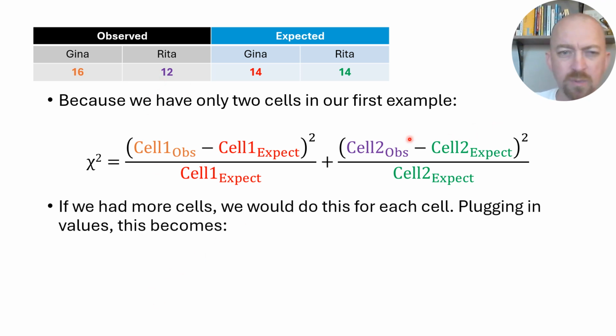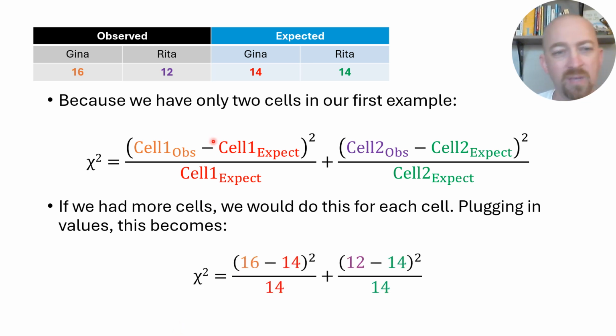Oh, yeah, naturally, really quickly, if I had 3 cells, now I would have one for cell 1, one for cell 2, and another one for cell 3, and I would need to add that in. But of course, I'll do some other examples in the future that have more than just 2 cells. Okay, so if I plug in the values now, of course, 16 is the observed cell frequency for Gina, so that goes right there. And my expected cell frequency for Gina was 14, which goes right there, and then right there in the denominator.